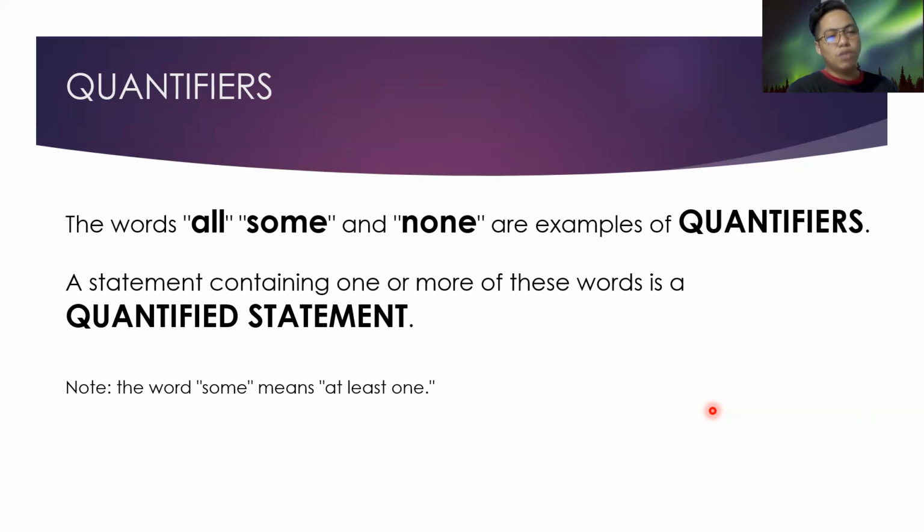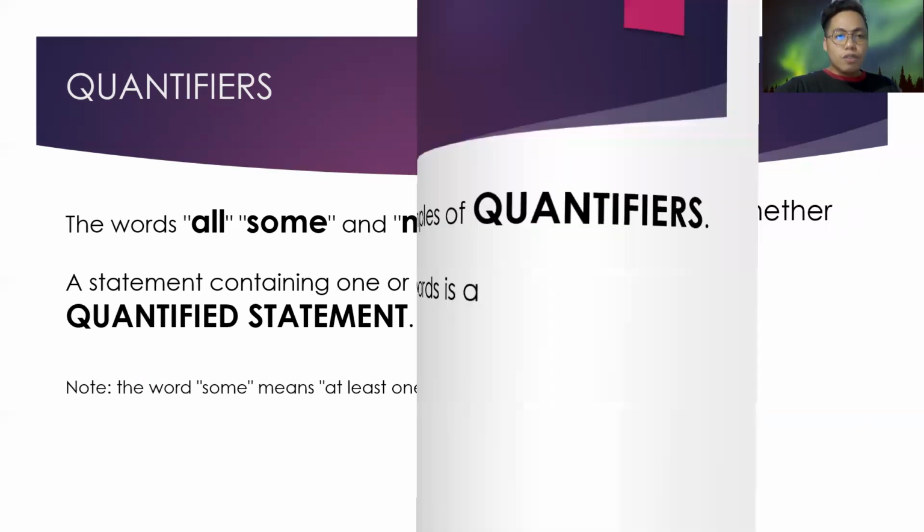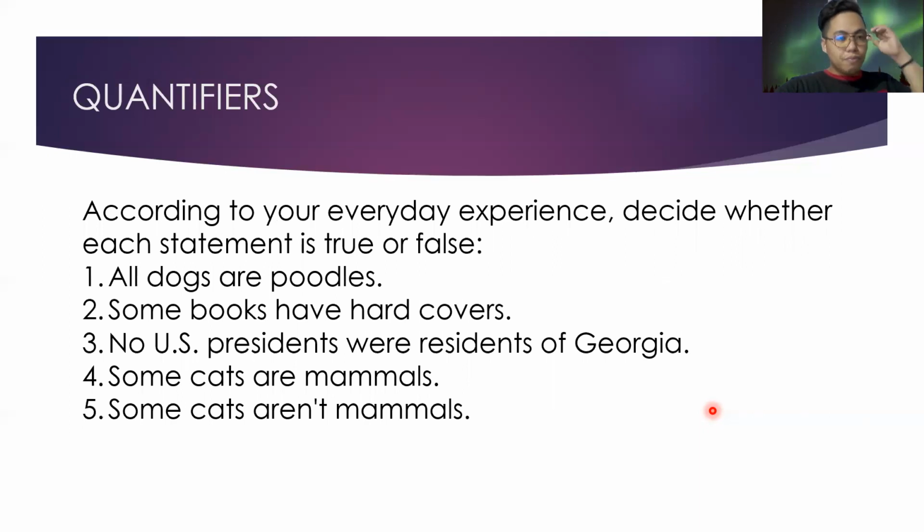We have a wrong connotation: when we say some, we are saying it's not all. That changes its meaning. So we have to stick to the definition that when we say some, it means there's at least one. It doesn't matter if it's all, as long as there's at least one. Here are examples of quantifiers. According to your everyday experience, decide whether each statement is true or false. We'll try to look at the truth value using the quantifiers.